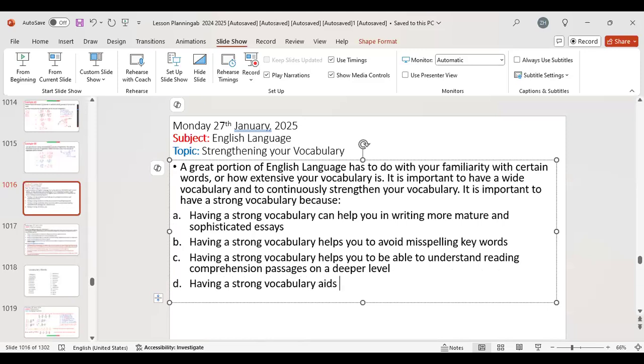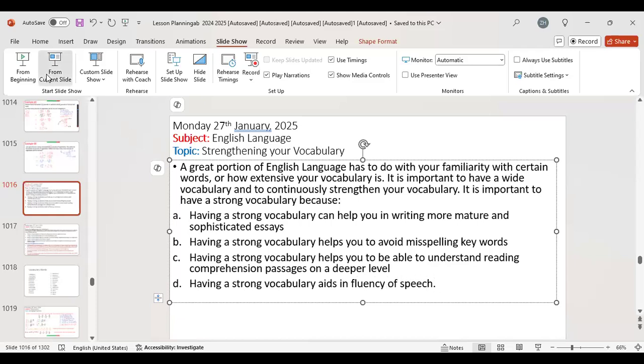aids in what? Even though they don't test this in the exam, it helps with the fluency of your speech. It aids in fluency of speech, like how well you're able to pronounce words.